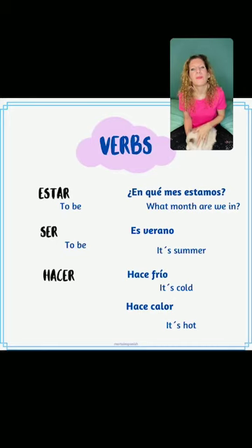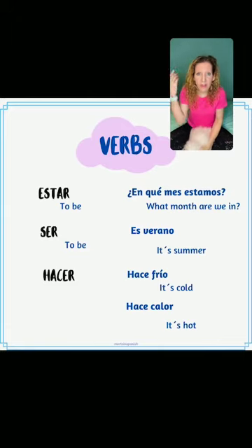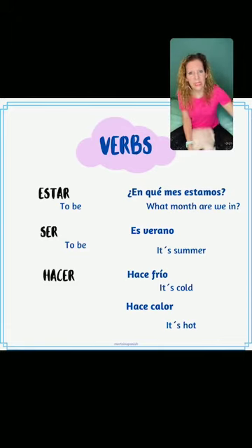Next one, hacer. Hace frío, it's cold. Hace calor, it's hot. So if you study only three verbs related to the word we are studying, and remember it's months, you know how to use it later. It's not about the quantity, it's the quality of what you learn.